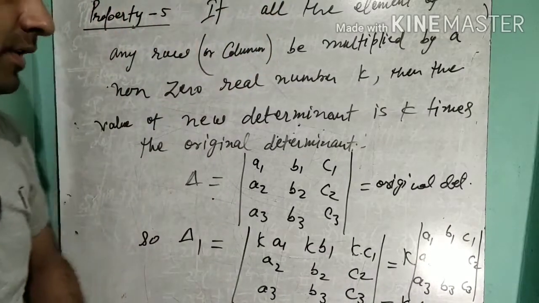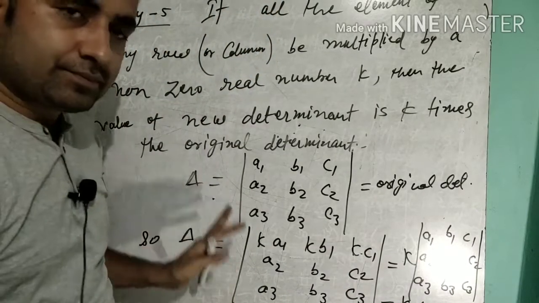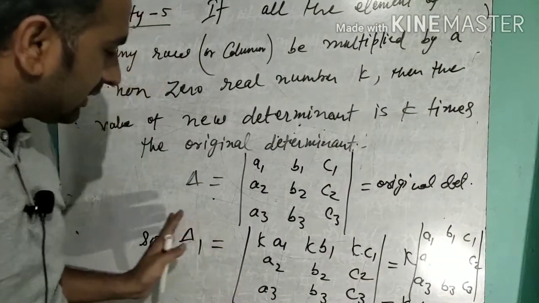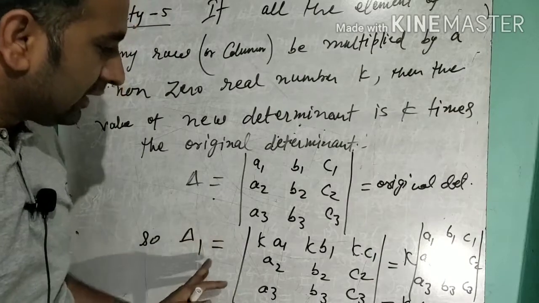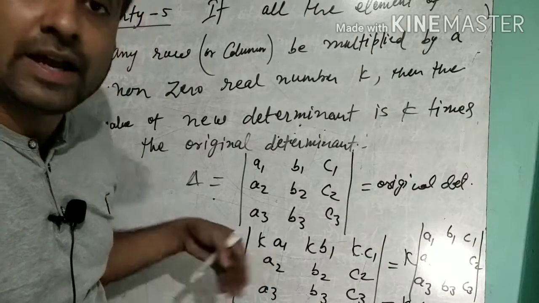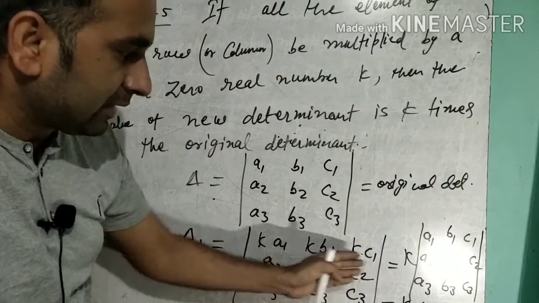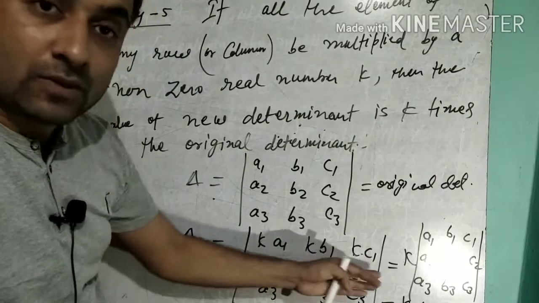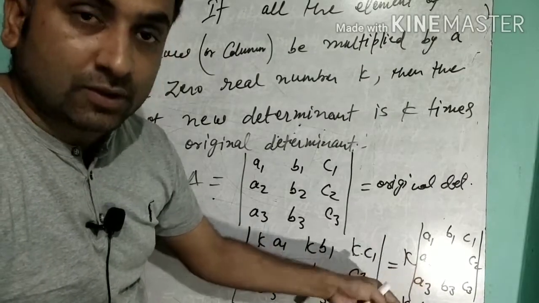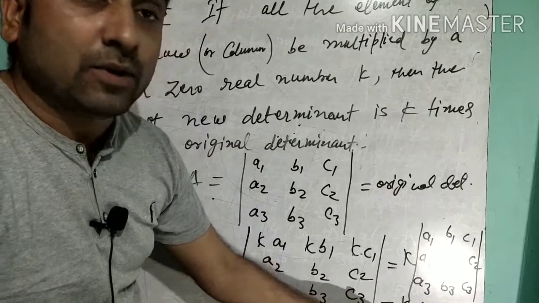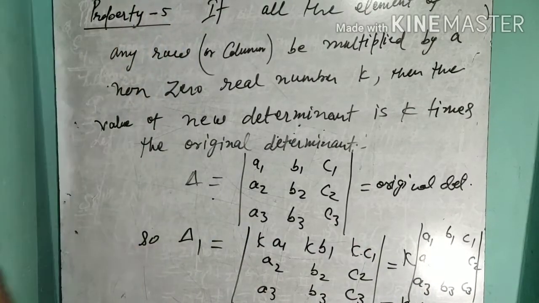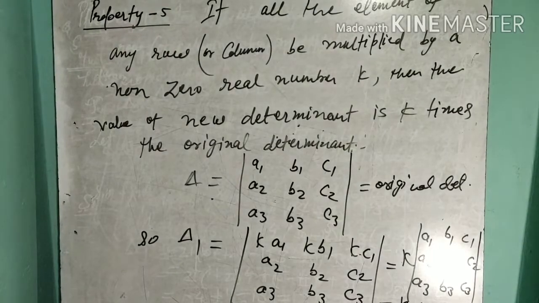Okay, so what have you learned? You have learned that if you multiply, this is your new determinant. In this determinant, if you multiply a real number with any row or any column, here I have multiplied with the row, the first row, so it is k a1, k b1, k c1. If you take k common, you will get again k multiplied with the original determinant. It is called property number 5.